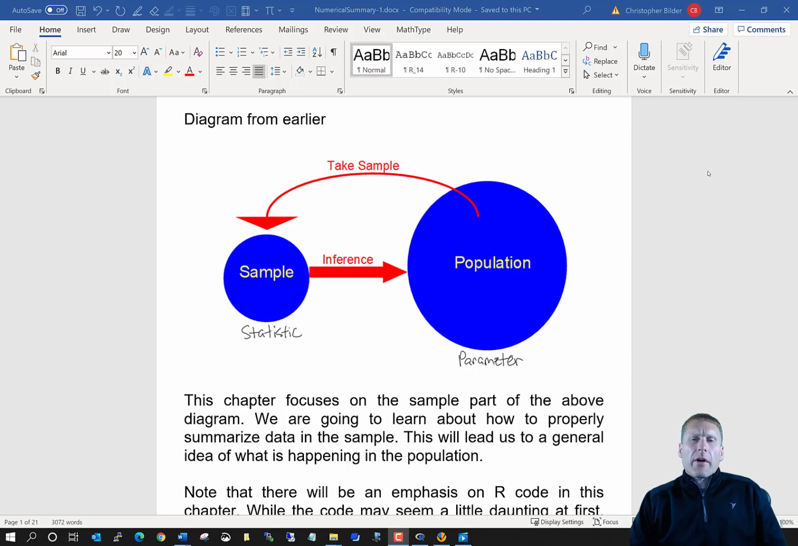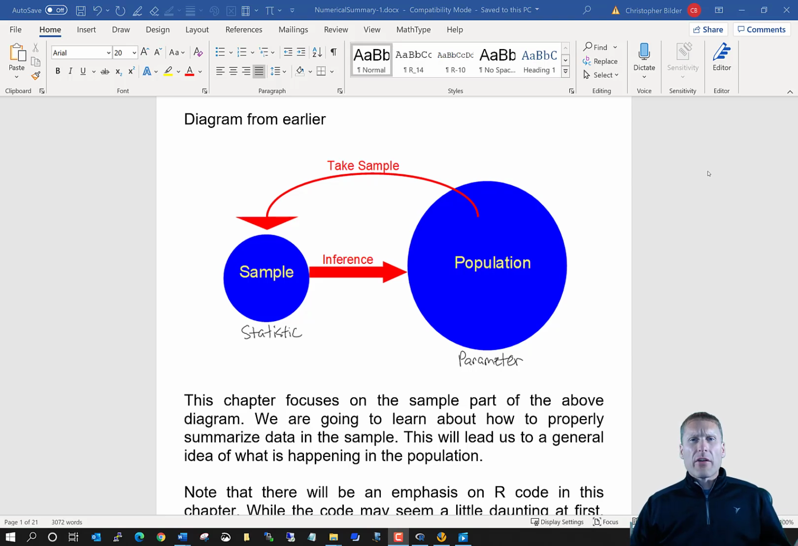Okay, in this video, we're going to talk about numerical summary measures for the sample. Now, I would expect that most, if not all, of these numerical summary measures are things you've seen before. And that's okay. We have to start somewhere in this particular course. What I recommend is that you concentrate on the R aspects and also try to get a better understanding of some of these numerical summary measures, especially ones dealing with variability.